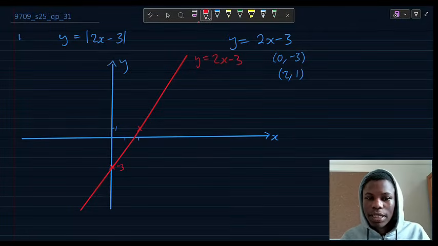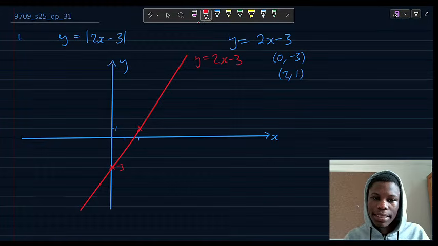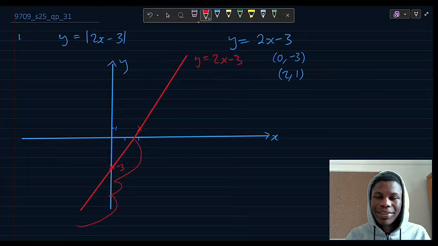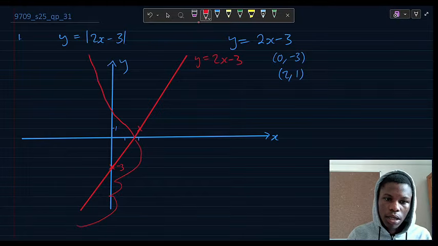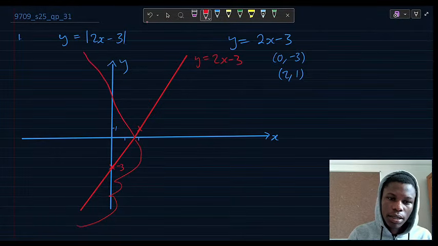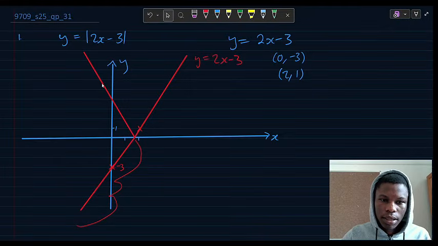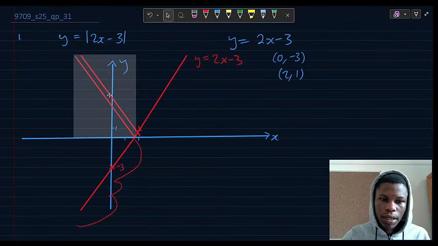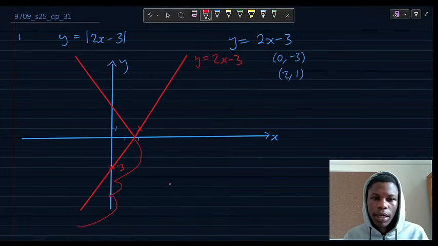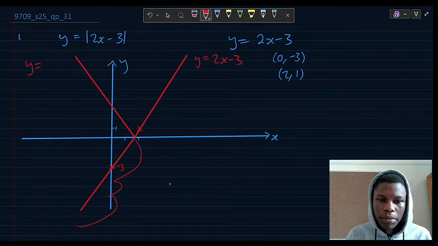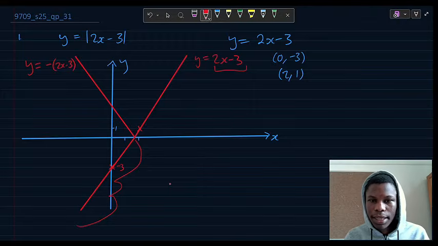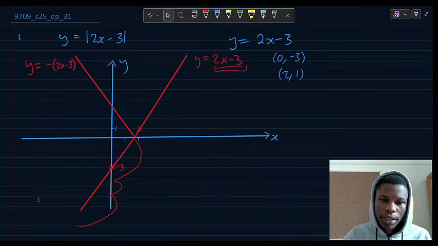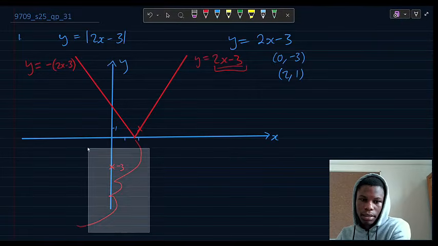Then the next thing to do is to reflect anything that's below the x-axis. So this part over here needs to be reflected. And if you reflect it, you should get something like this. See if we can rotate that to be flatter. Okay. And the equation of that arm should be y equals negative 2x minus 3. So just take this part, put it in brackets, and make it negative. And delete anything that's below the x-axis.